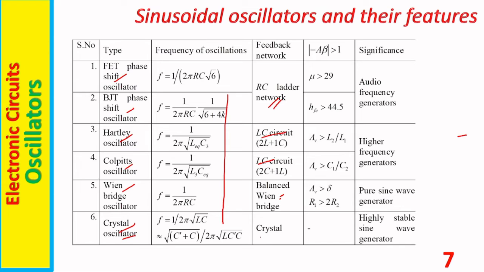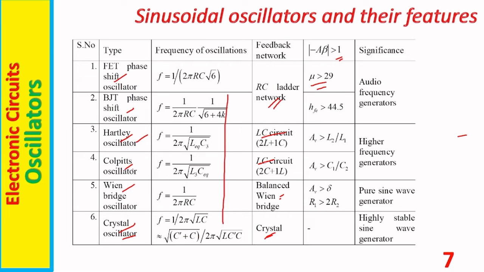In case of crystal oscillator, crystal is the beta. In the next column, magnitude of minus A beta more than 1. This is one of the conditions of Barkhausen criteria. How does this condition get translated in phase shift oscillator? It is in the form of mu more than 29. In BJT, it is in the form of HFE more than 44.5.